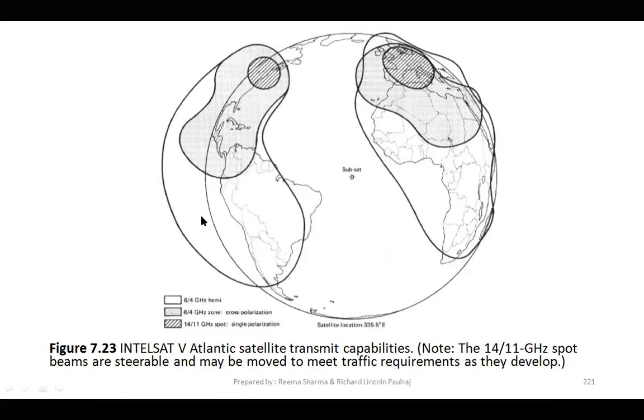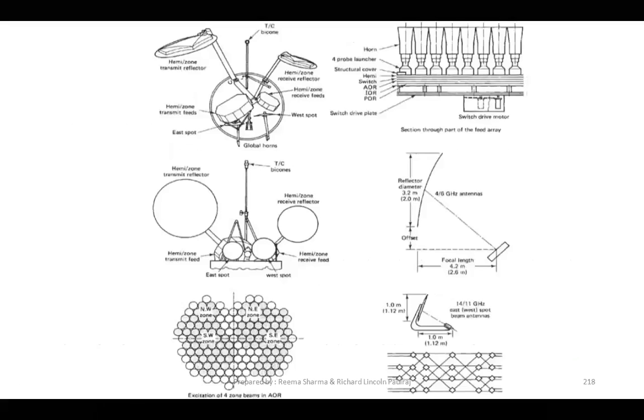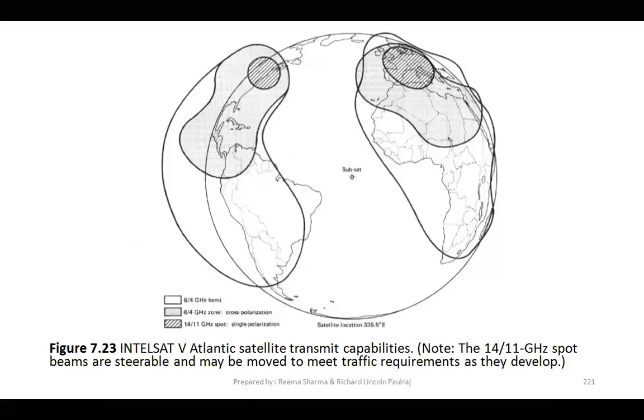Okay, so the plain ones that you see, the bigger one is your 6.4 gigahertz, and the slightly dotted one is your 6.4 gigahertz cross polarization, and your 14/11. As your frequency increases, the coverage decreases. You can see that it's just covering a small area. This is for your Intelsat 5, the previous version of Intelsat, and the antennas that you saw here were for version 6 of Intelsat. So this is the coverage map, showing how the signals are covered.